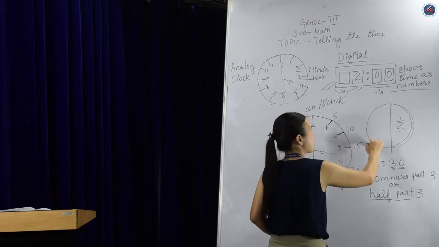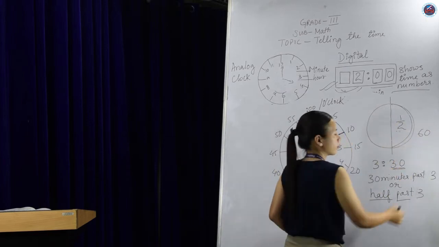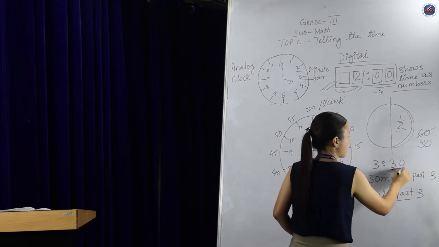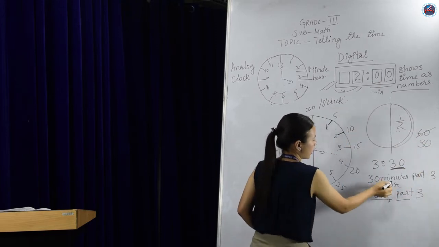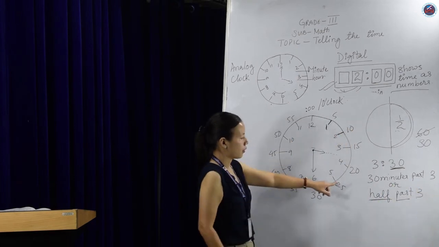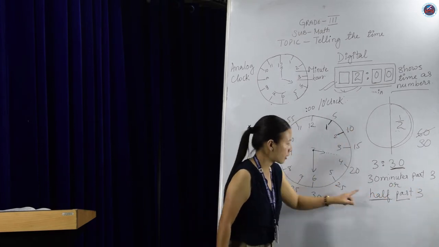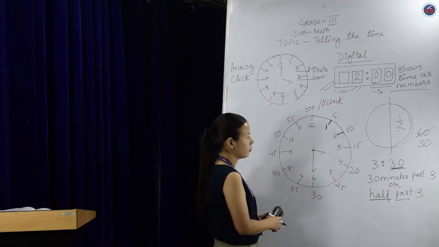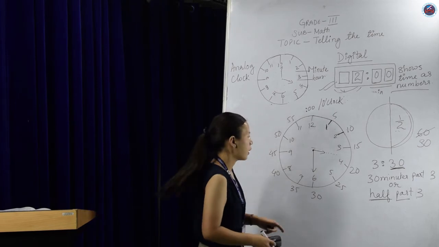And we know that one complete round makes 60. So half of 60 is 30. So 30 minutes has passed. So we write half past 3. Remember, we use half past when your long hand is pointing at 6. Now, let's go to the next one.